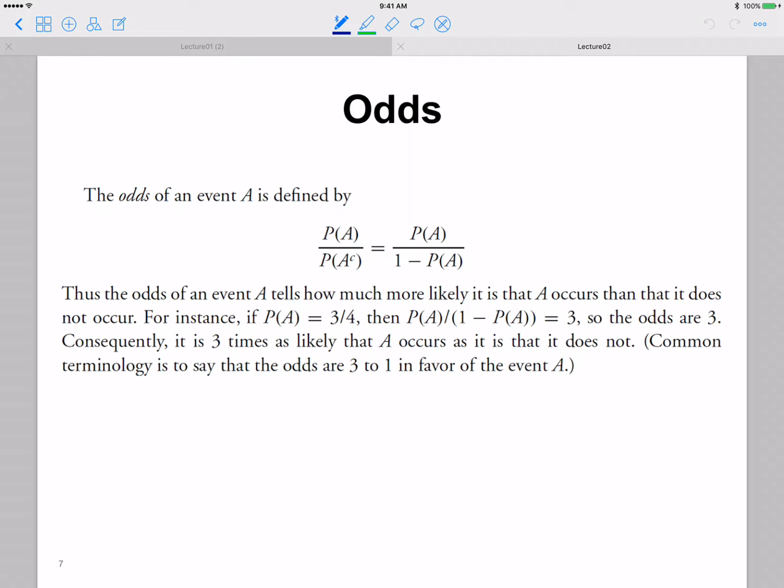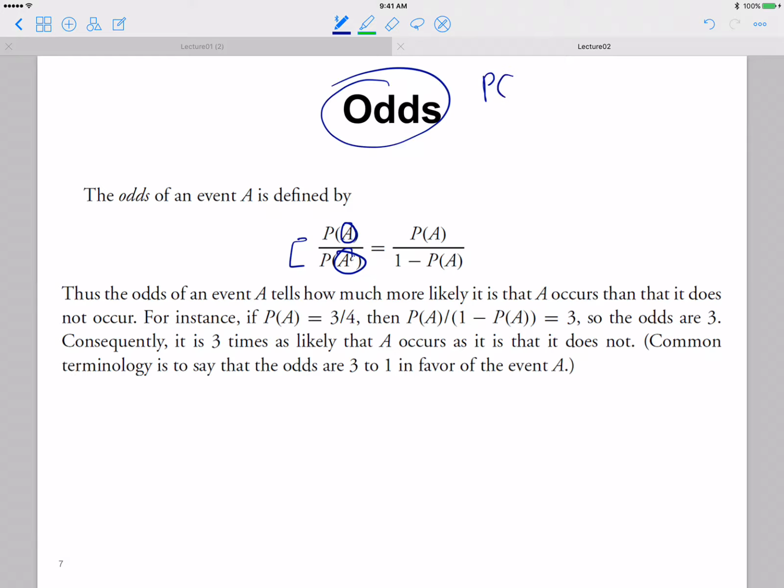Yeah. Then, this is a little bit special notion that we can study in an interesting manner. So the odds of an event A is defined by this. Odds are quite a practically useful concept in the world of probability. This is the ratio between these two events, where the first one is the original event, and the other one is a complementary event of the original event. Okay? So it's quite simple.